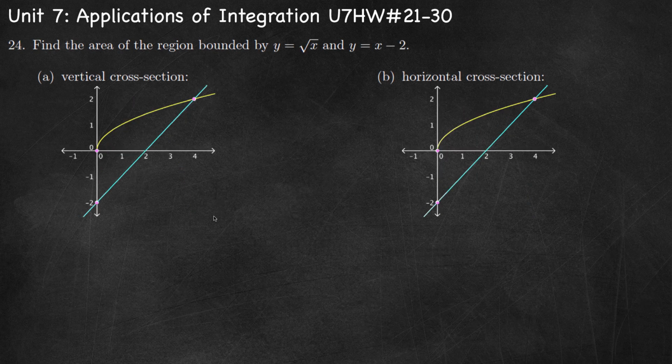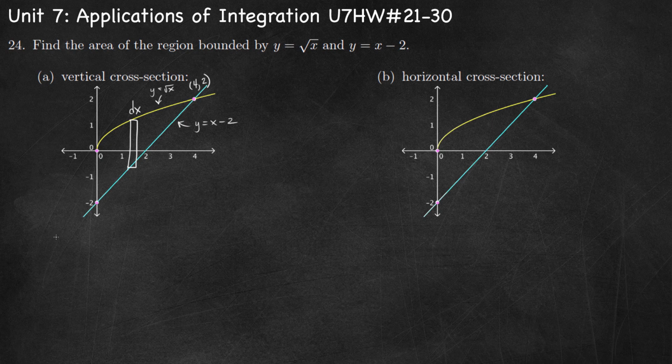24, find the area of the region bounded by y equals square root of x and y equals x minus 2. So our top function here is y equals square root of x, and our bottom function, y equals x minus 2. If we use a vertical cross-section, then this is a dx problem, and we integrate from x equals 0 to this point of intersection over here, which is 4 comma 2. And we can verify that by substituting 4 in for x and 2 in for y in both equations and verifying that it makes the equations true.